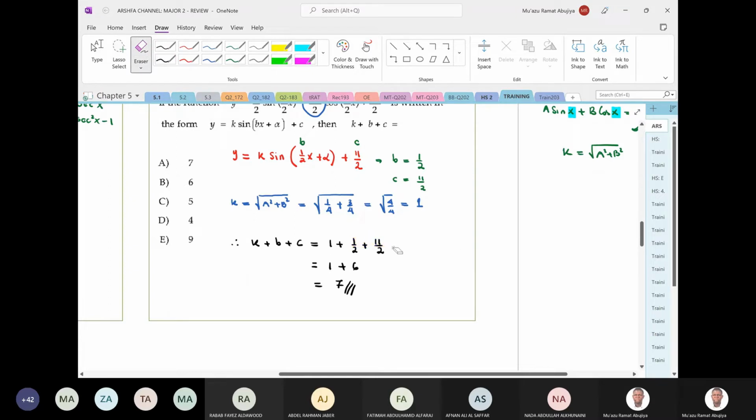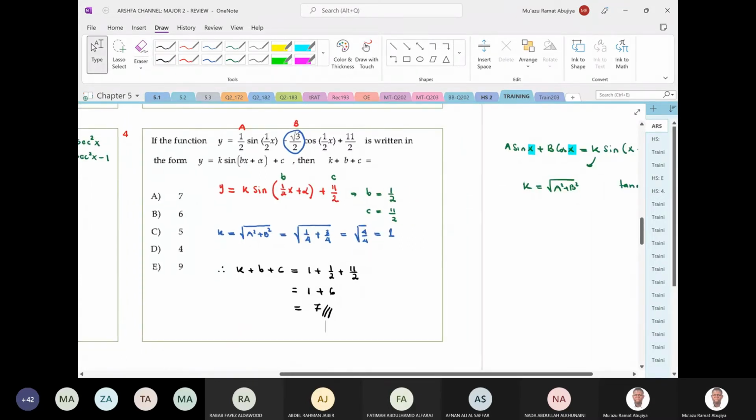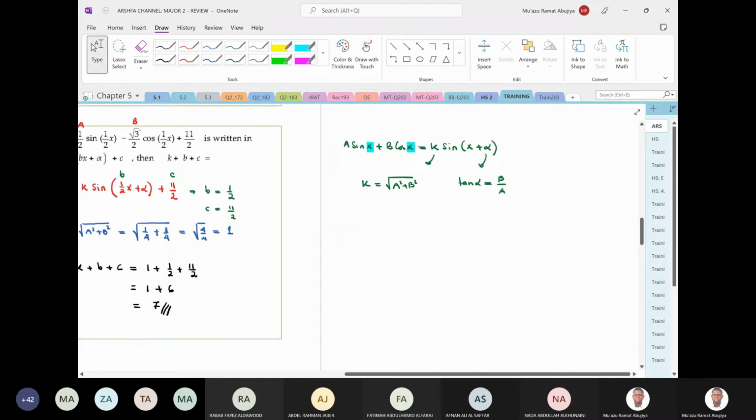So here, we use the reduction identity. Now observe something here. What do I want you to observe? The question did not ask for the alpha. And since the question did not ask for the alpha, I do not need to find the alpha. And as a matter of fact, I do not need to find which quadrant we are dealing with. But if the question asks for the alpha, then we need to know which quadrant we are in, and then we can find the tangent of alpha, which is equal to b divided by a.